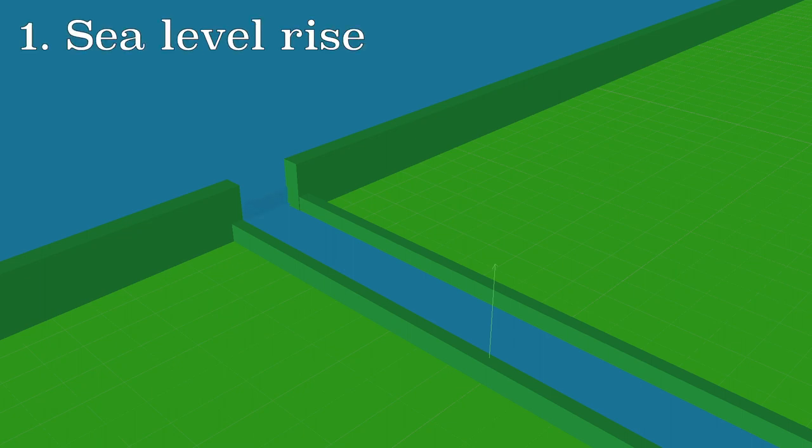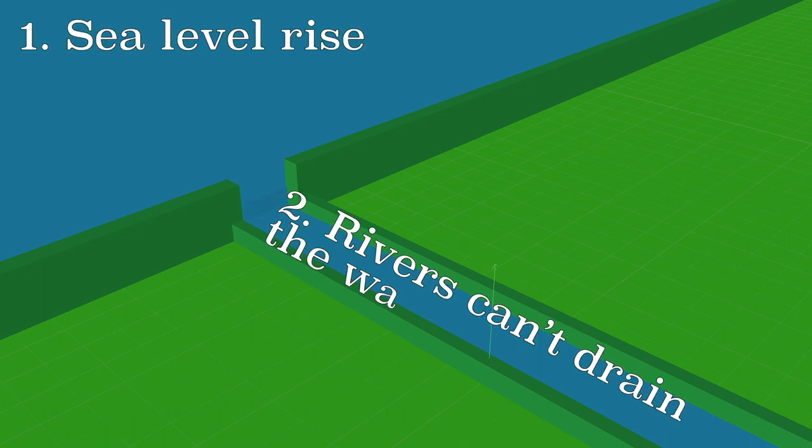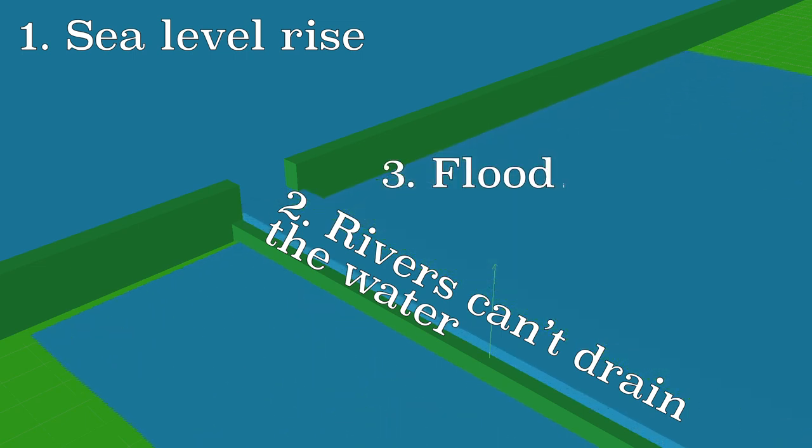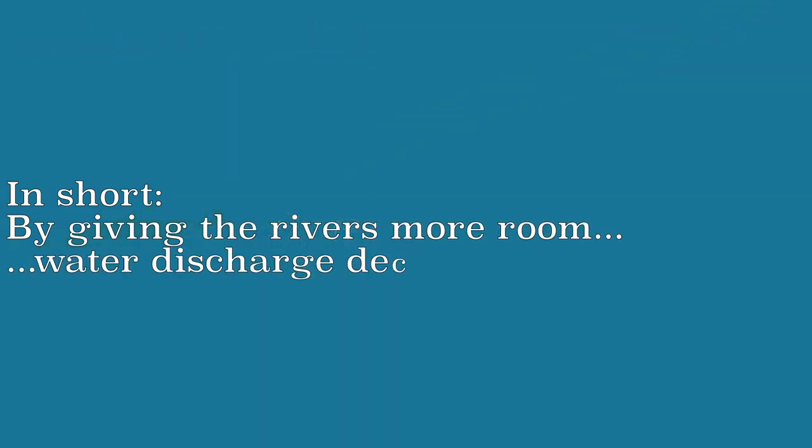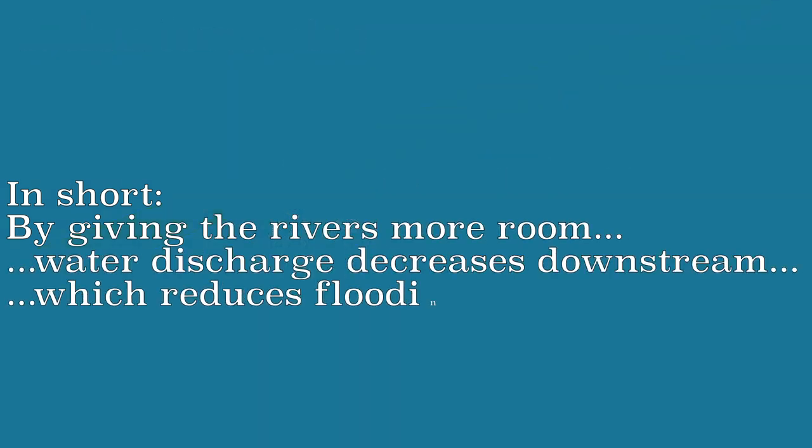A final consequence of climate change is that the sea level is rising. As a result, the river is less able to drain the water. The water level in the river rises and flooding can occur. So, by giving the river room, the water level downstream drops, which reduces the risk of flooding.